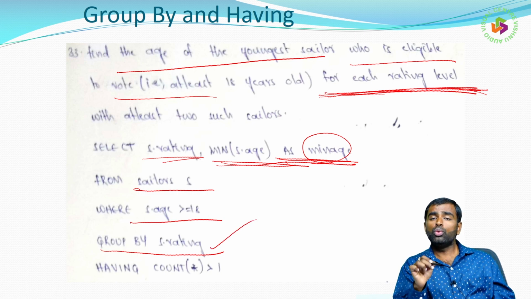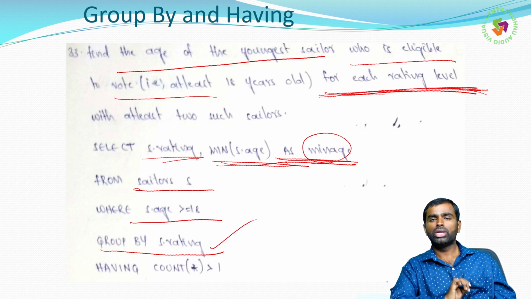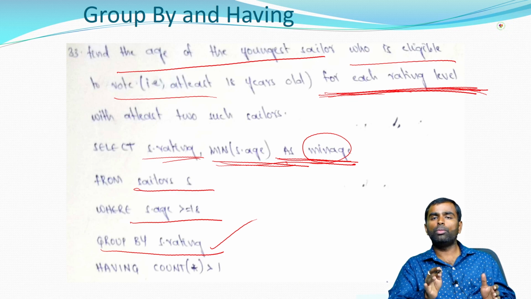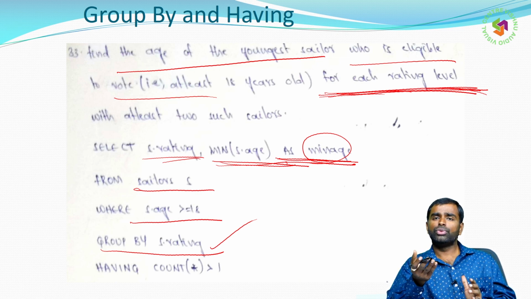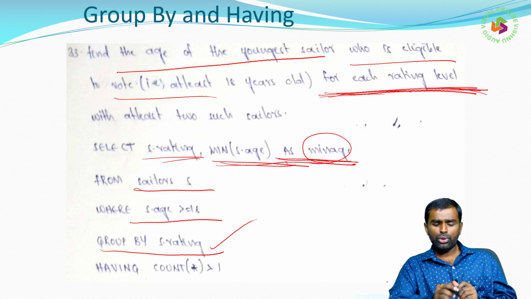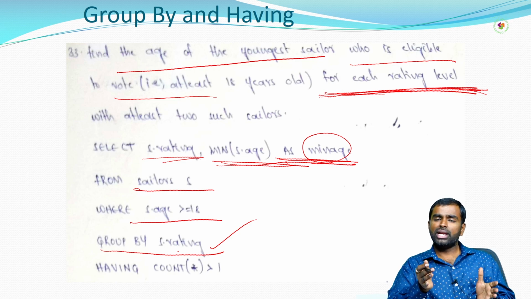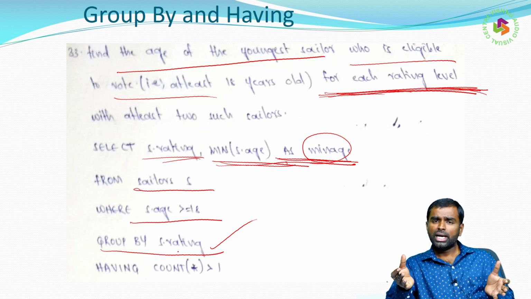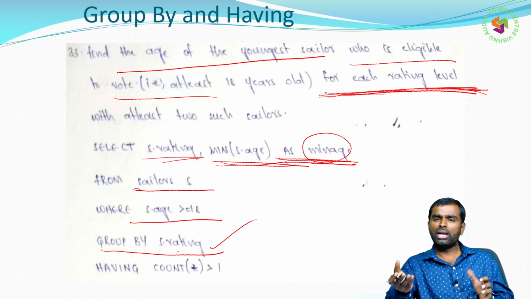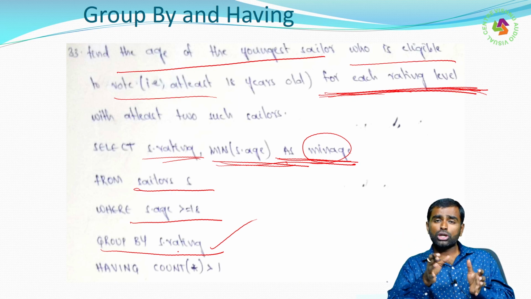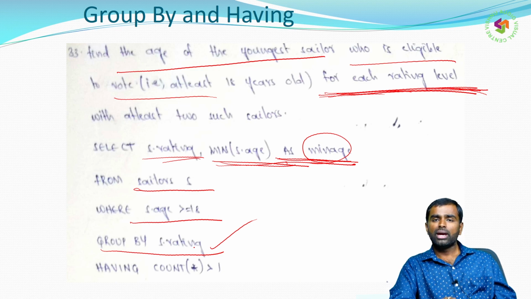Based on which column you would like to group, that column you have to give here. If you have to group the sailors based on rating, you give group by S dot rating. Based on age, you can give S dot age. Based on gender, male and female can be divided into two groups. Based on whichever column you would like to divide the data into groups, that column you give in the group by portion.